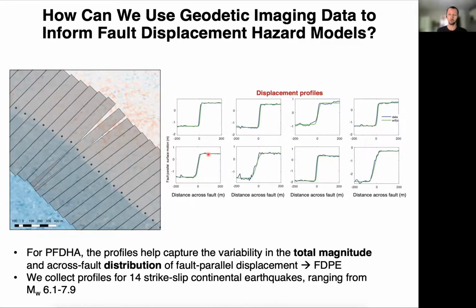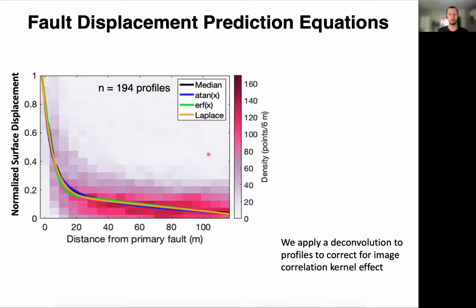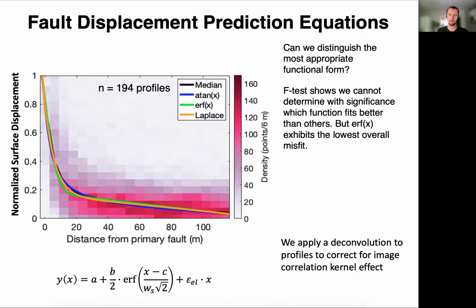We've done this for 14 different strike slip continental earthquakes, ranging from magnitude 6.1 to 7.9. This is an example showing the compilation of all these profiles together, where we're trying to understand, is there a common attenuation of distributed displacement away from the primary fault core?